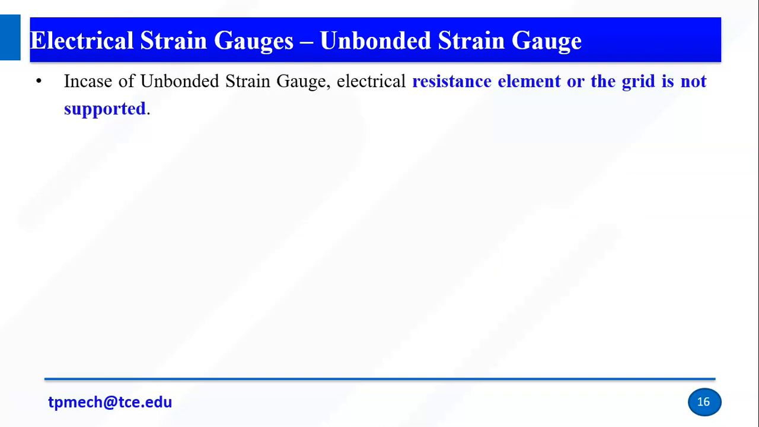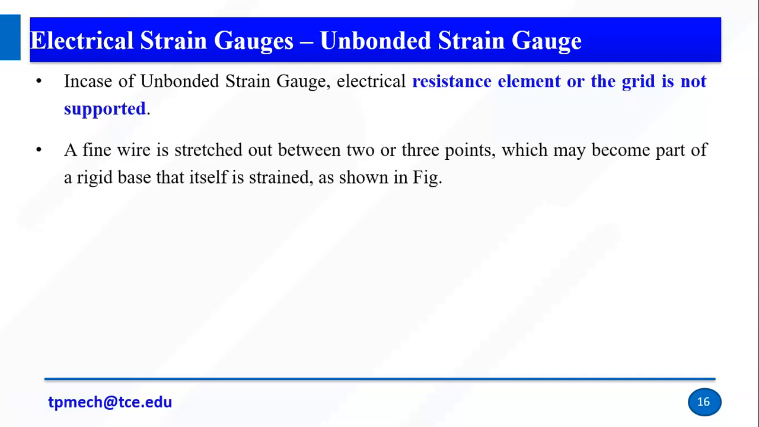Right, okay. So in case of unbonded strain gauges, the electrical resistance element of the grid is not supported. So electrical element, resistance element பத்தி it's not supported at top. A fine wire is stretched out between 2 or 3 points, which may become part of a rigid base that itself is strained. So fine wire வந்து exposed to the atmosphere, which may become part of rigid base. ஒரு rigid base மேல இருக்கிற wires. அந்த rigid base பாத்தீங்க அப்படின்னா அதுதான் வந்து ஆப்ஜெக்ட்ல நம்ம பிளேஸ் பண்ணிருக்கோம். ஸோ அது வந்து ஸ்ட்ரெயின் ஆச்சுன்னா wire strain ஆகும்.